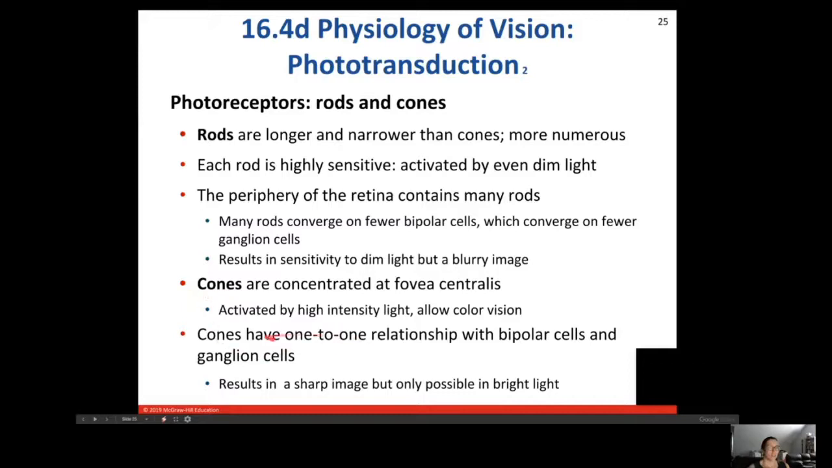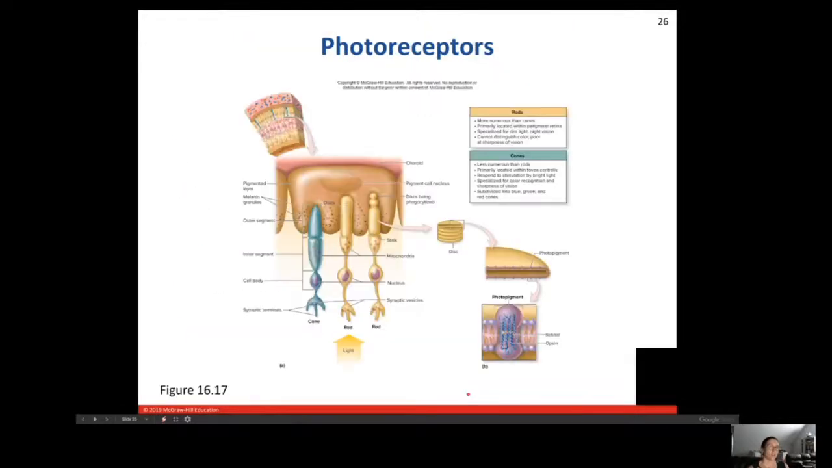Whereas cones have a one-to-one relationship with bipolar cells and ganglion cells. Each of them has its own bipolar cell and ganglion cell. So they give you a very sharp image, but since they're only activated in high light intensity, it's only possible in bright light. That's the same with colors. You can only see the colors with bright light. And most of the cones are focused at the fovea centralis.